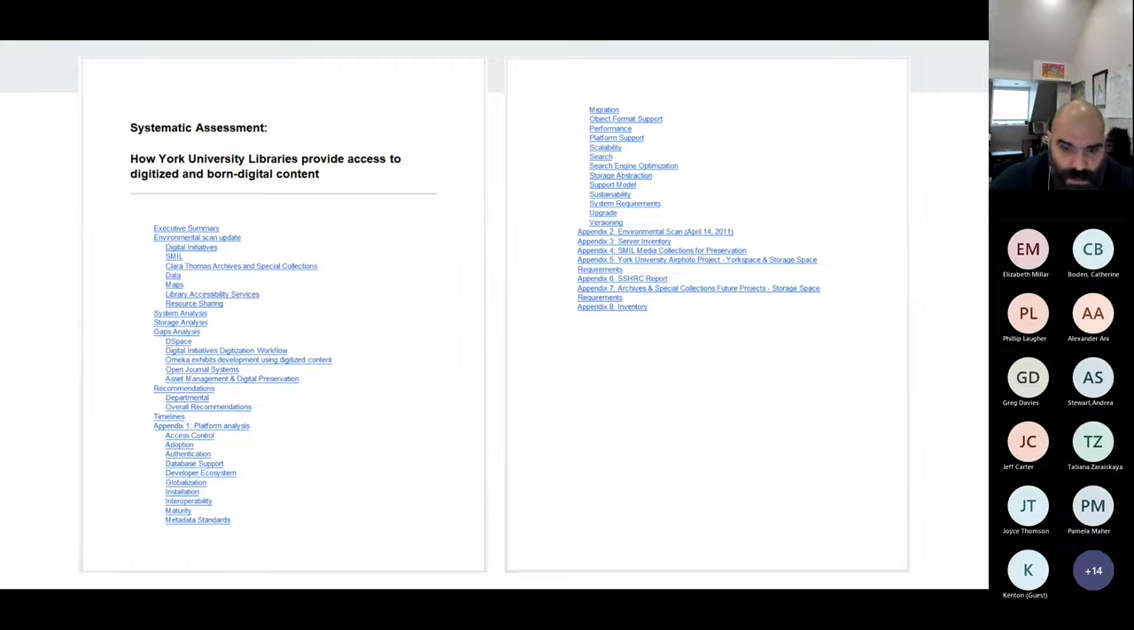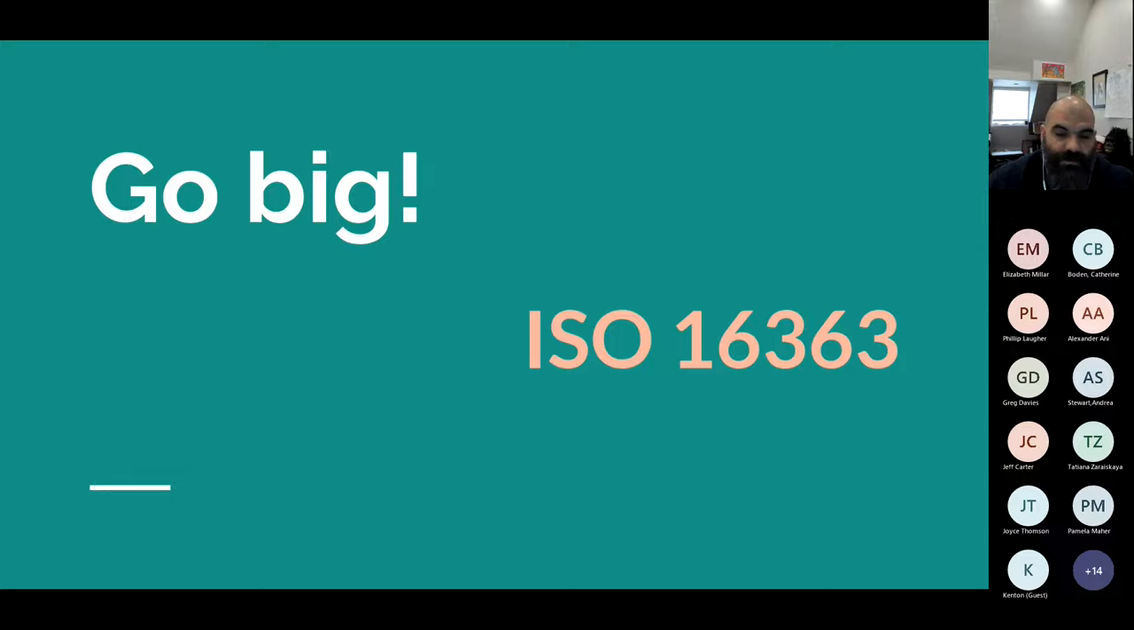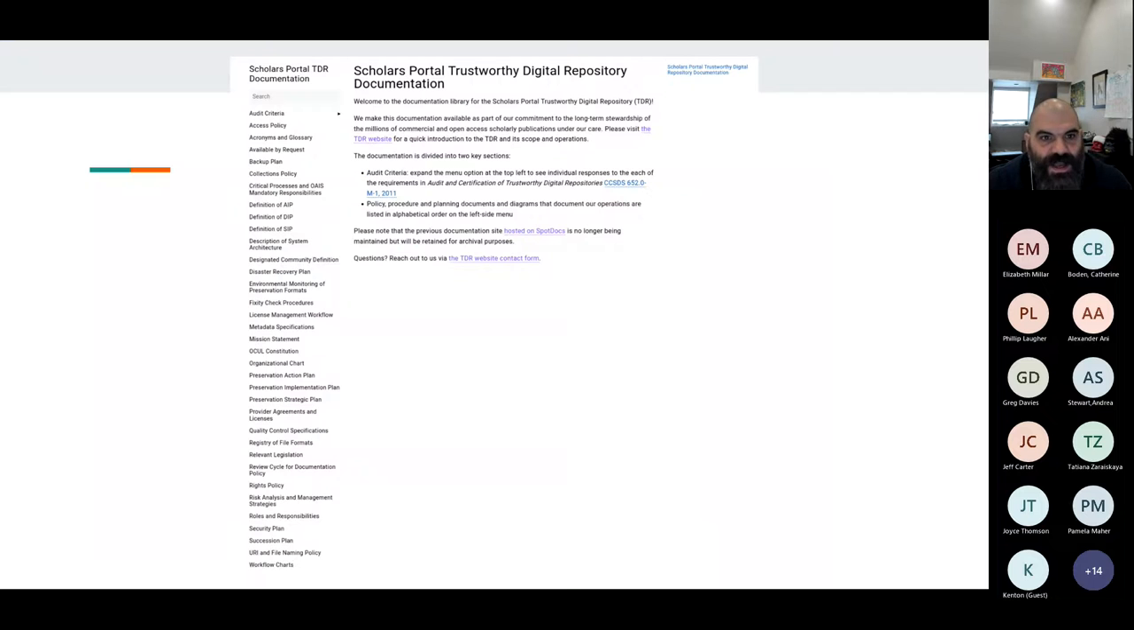We did all of this work. We presented it to our colleagues at the university, and we started doing a whole bunch of pilot projects based on that. Islandora was one of them. And then the next thing that we did was figure, let's go big. Let's look at all of the TDR certification stuff and figure out what we would need to do to get there. The go big or go home approach: let's see what we've got to do.